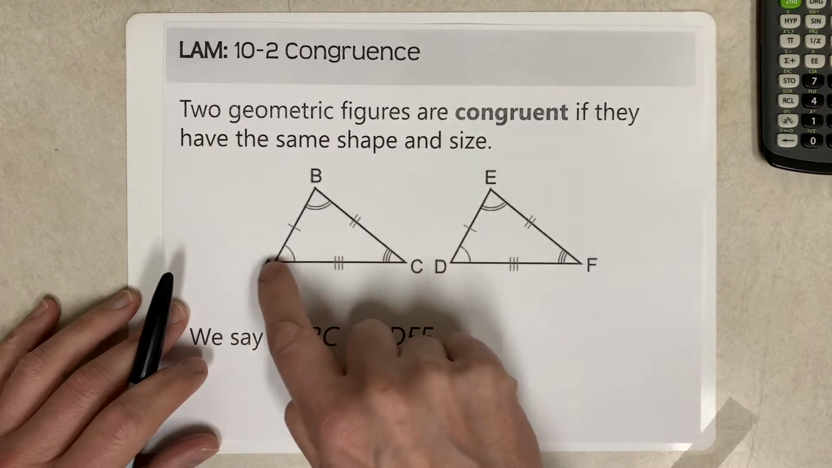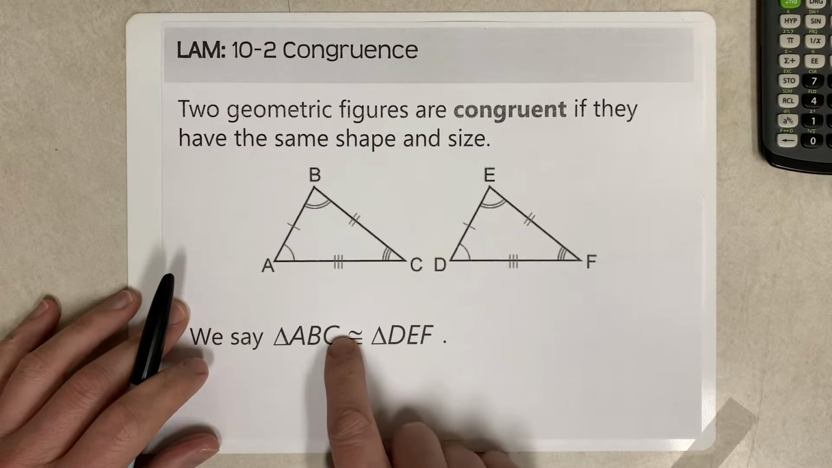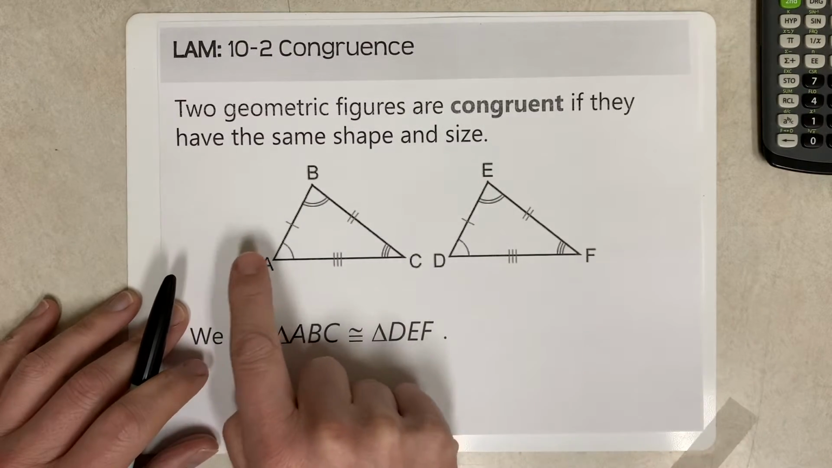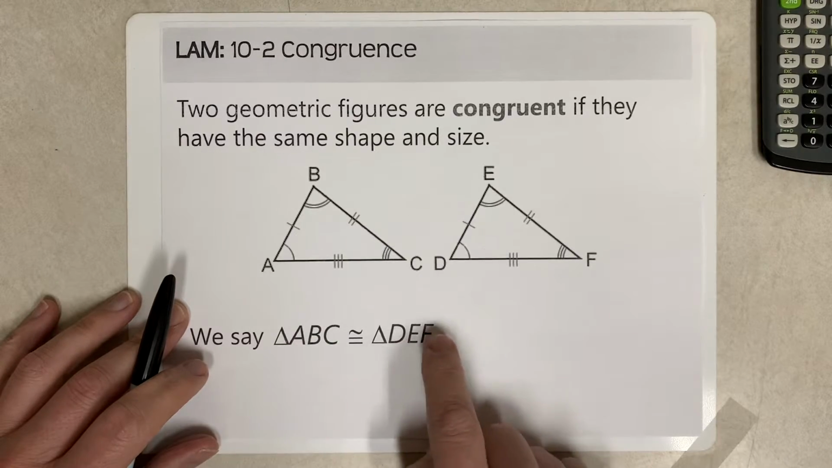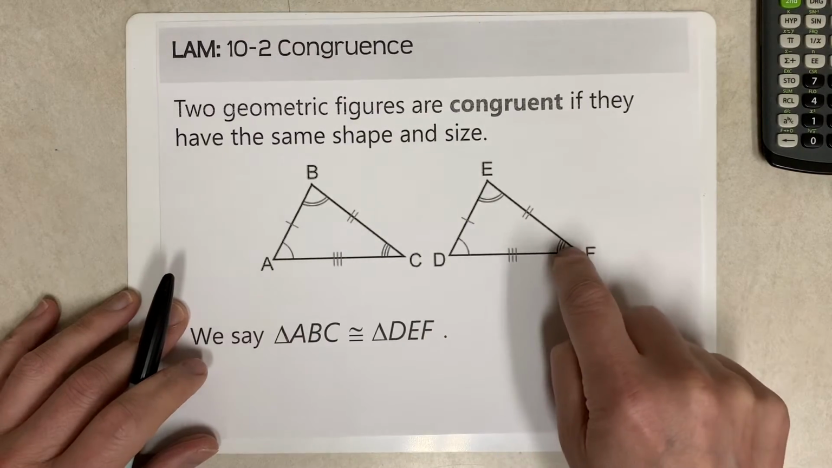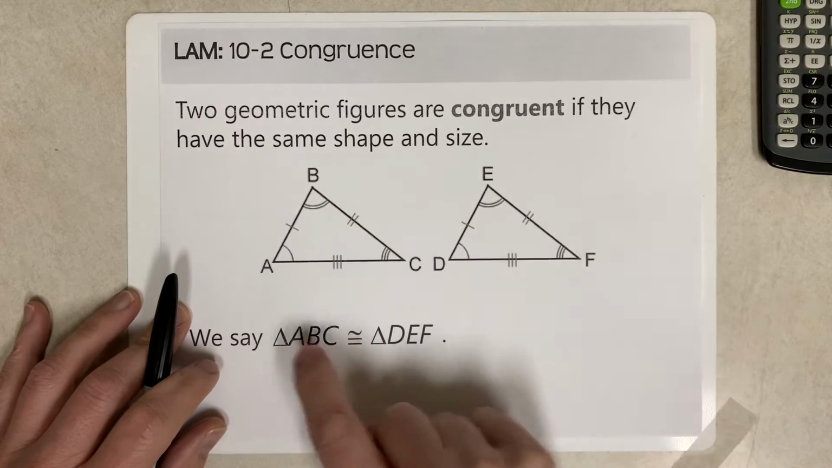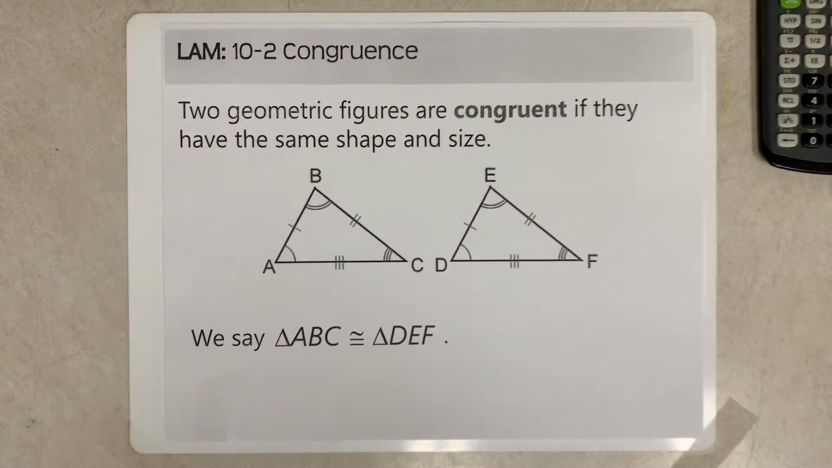Angles: angle A would be BAC. So BAC has to match up with EDF, correct. ACB has to match up to DFE, correct. And then ABC is going to match up to DEF. So the three angles do match up also. And all of that has to happen if your two triangles are congruent.